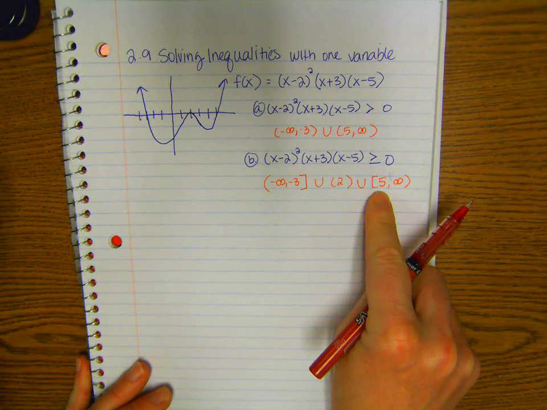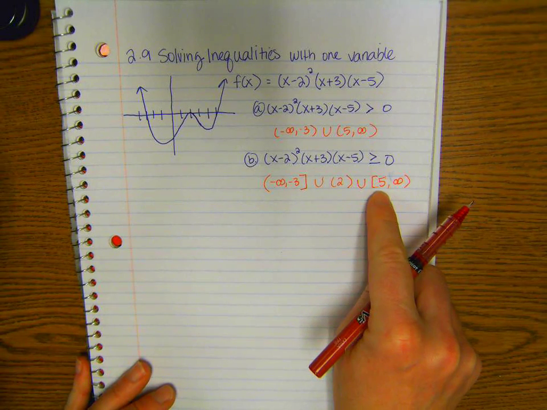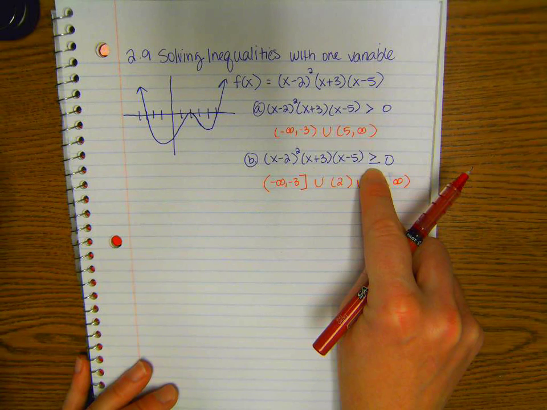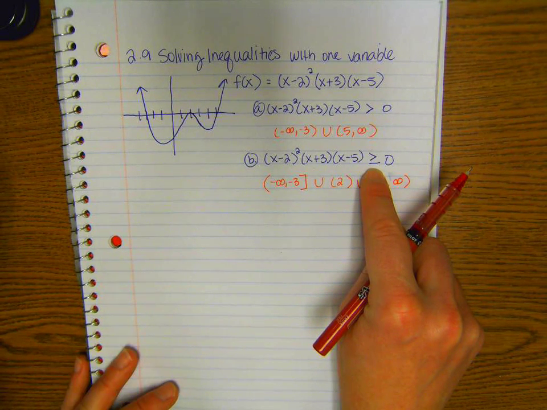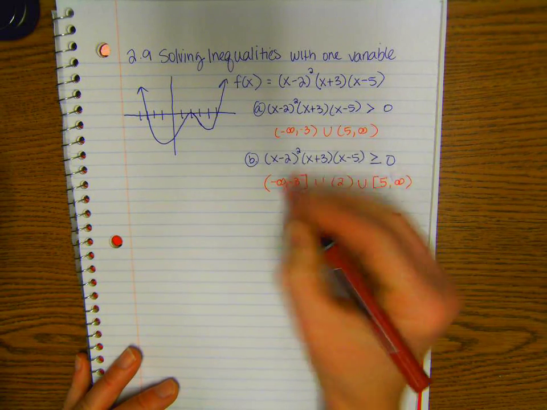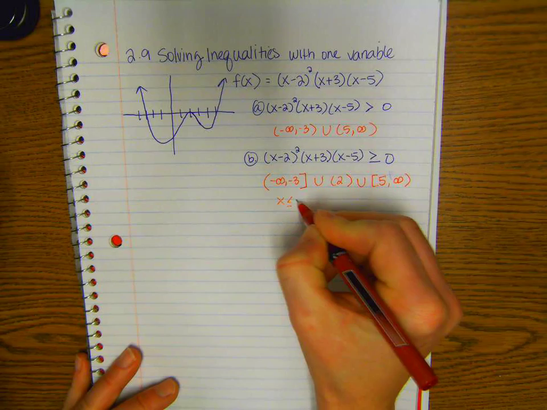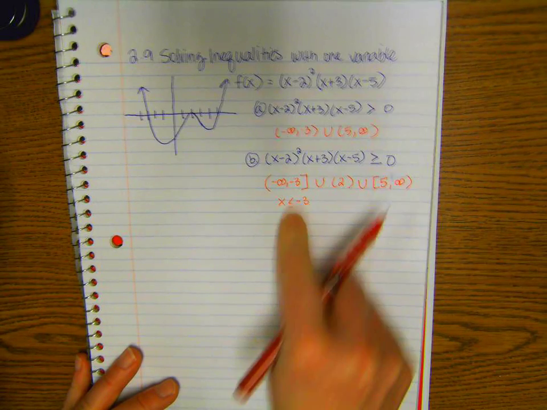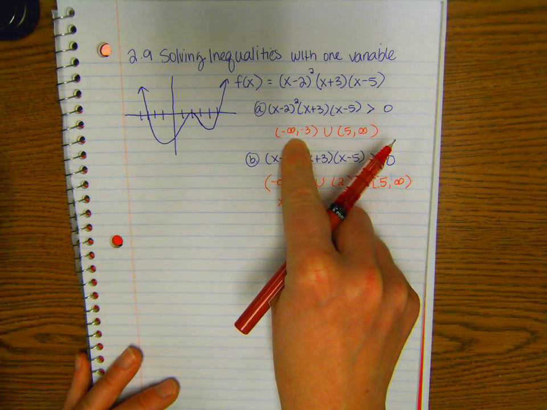Question, Hayden? I was just wondering why you did that. Okay, because I changed this now to greater than or equal to, and so I have to include the spots where it's 0. So this means x is less than or equal to negative 3 as opposed to x is less than negative 3. So if you'd like to write it that way, that's fine.